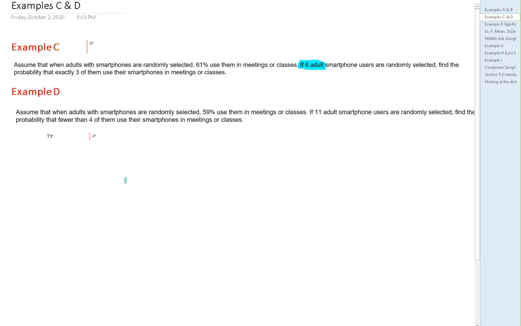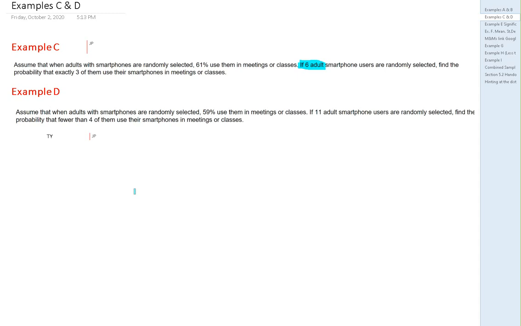Okay, let's move on down to example D, which is pretty similar. It says, assume that when adults with smartphones are randomly selected, 59% of them use them in meetings or classes. If 11 adult smartphone users are randomly selected, find the probability that fewer than 4 of them use their smartphones in meetings or classes. Well, we've already been through this procedure once with example C. It is a binomial random variable. We've already done the fifth thing. So let's get down to the probability that we need to calculate.